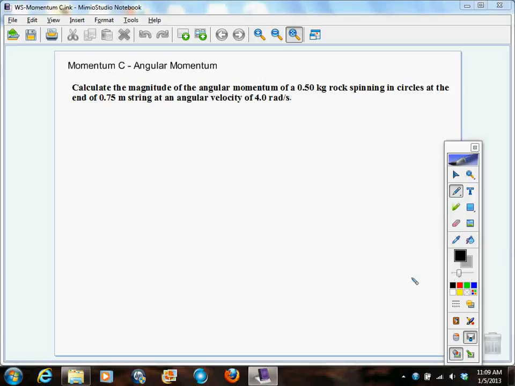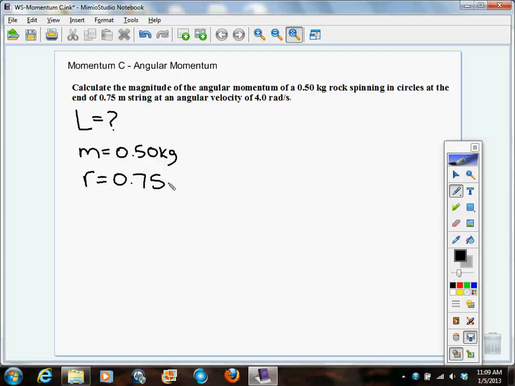In this problem, we're going to look at angular momentum. It says calculate the magnitude of the angular momentum. So we want to calculate the magnitude of L. And it's of a 0.50 kilogram rock spinning in circles at the end of a 0.75 meter string. So the radius of the circle is going to be 0.75 meters. And then it says it has an angular velocity. That will be omega, and it is 4.0 radians per second.